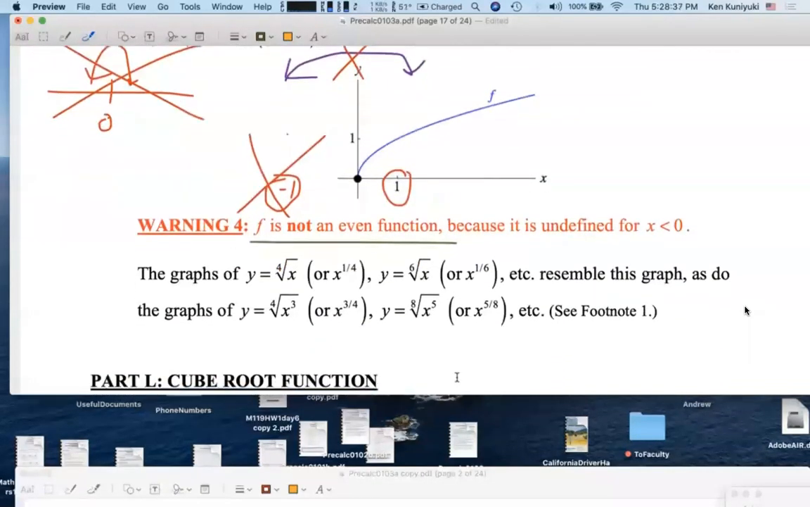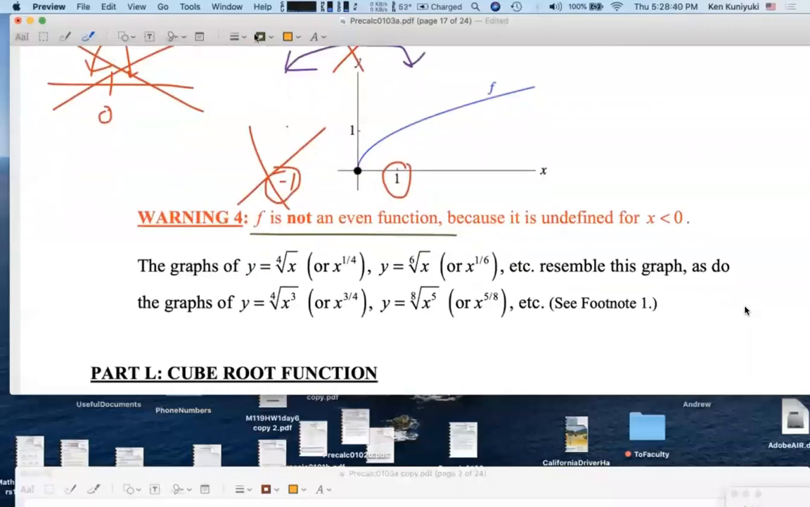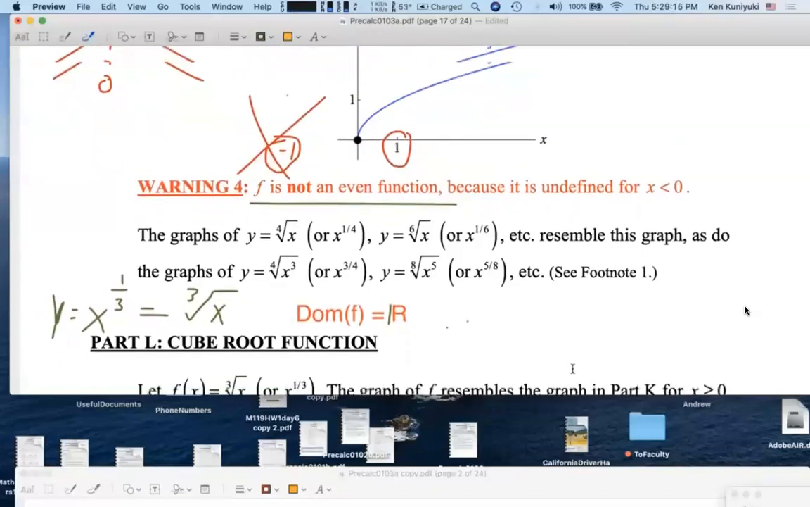Now, what about the cube root function? Y equals x to the 1/3. That's the cube root function. What's the domain of this? It's not just the non-negative reals. The domain is going to be all reals, because you're allowed to take the cube root of a negative number, the 5th root of a negative number as well, right?